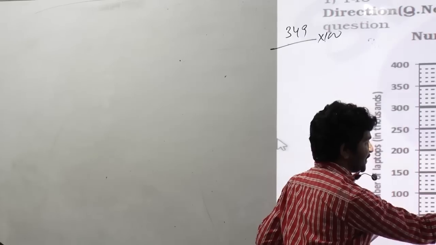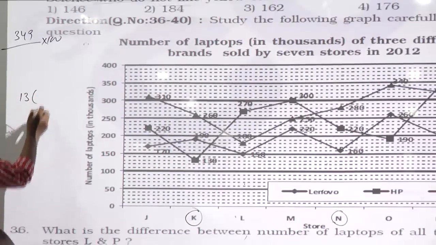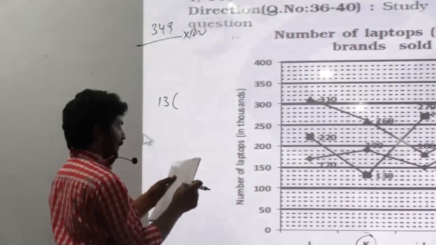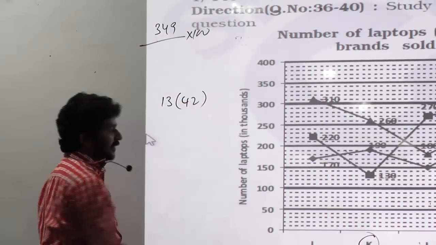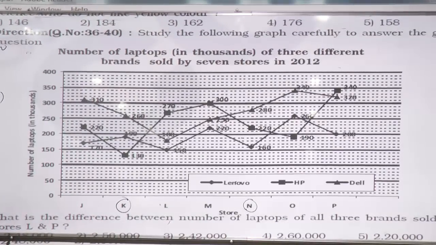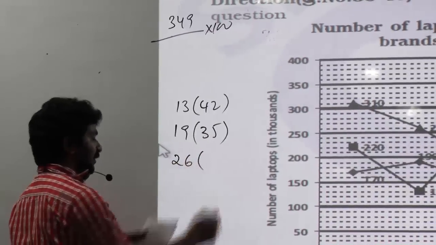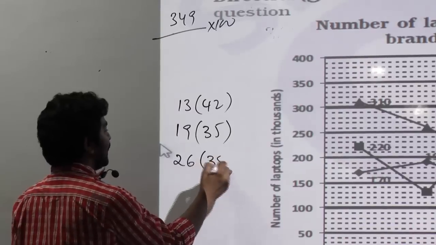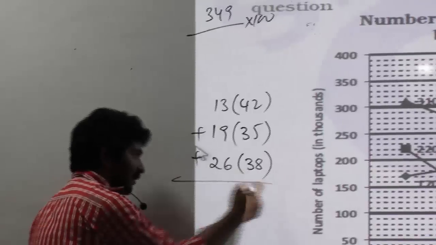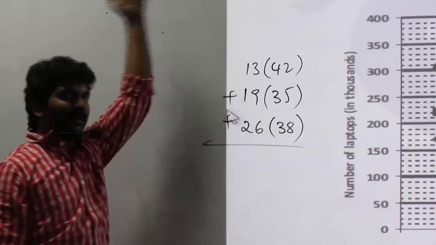Store K, how much is this? 130. This is the price of HP, right? How much is HP cost? HP 42. And then what is this? Lenovo 190. Lenovo costs 35. And then Dell 260. 26 into 38. You need to take some of these numbers, take that here in the denominator and then calculate the percentage.